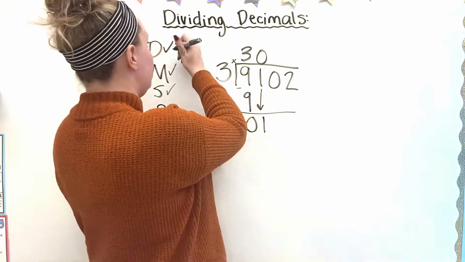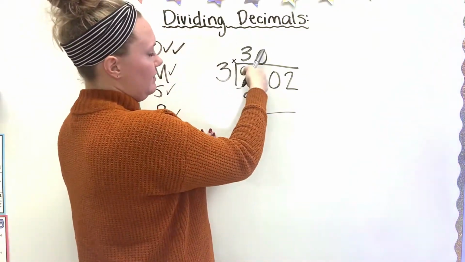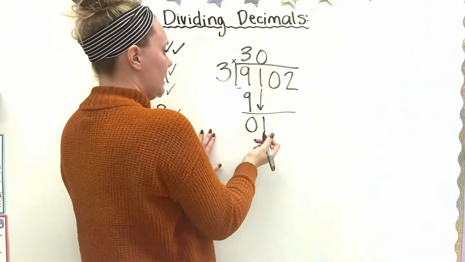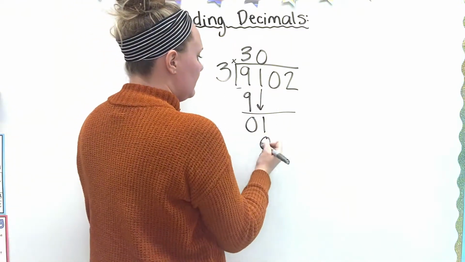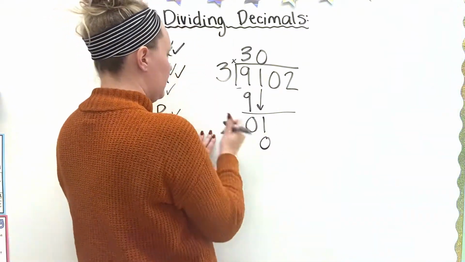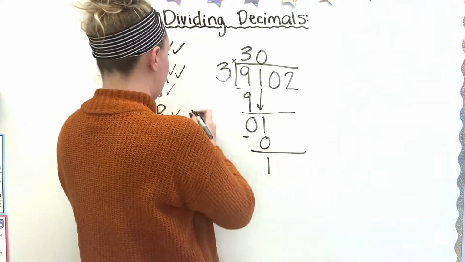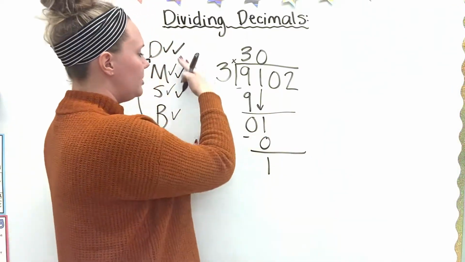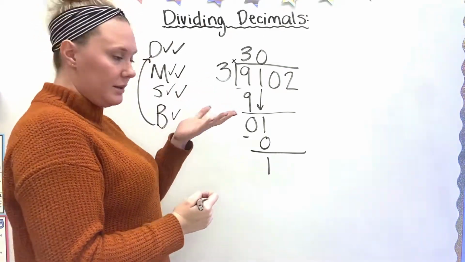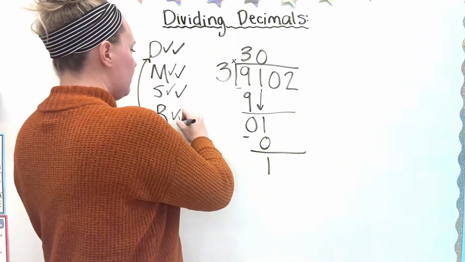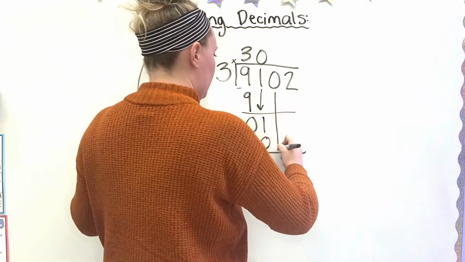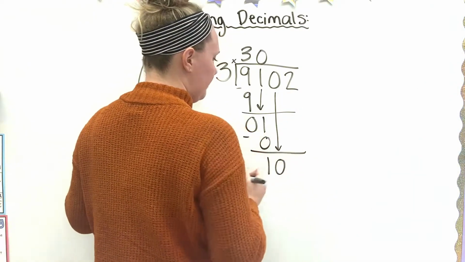So now I've divided. I'm going to multiply again. 0 times 3. Well, I know 0 times 3 is 0. Now I'm going to subtract. 1 minus 0, well, that's still 1. Notice how I'm checking off each step as I do it to help keep myself on track. And I'm going to bring down now one number at a time, bringing down my 0.